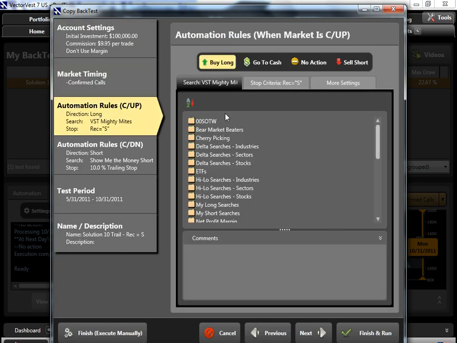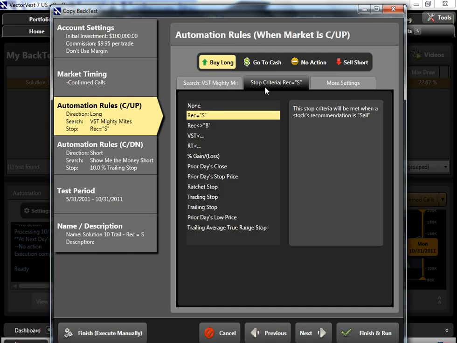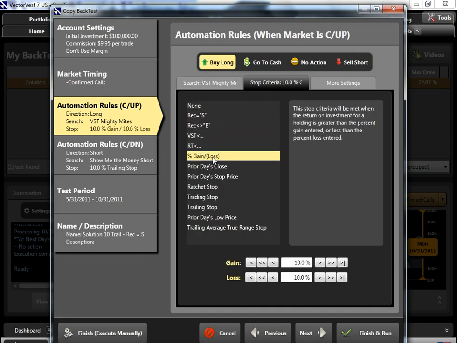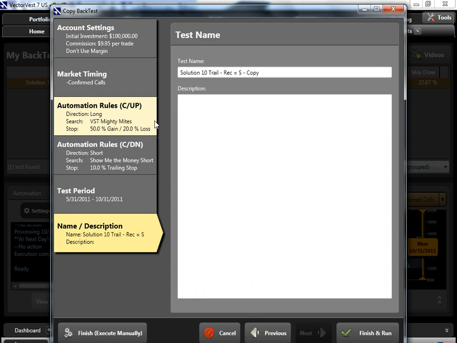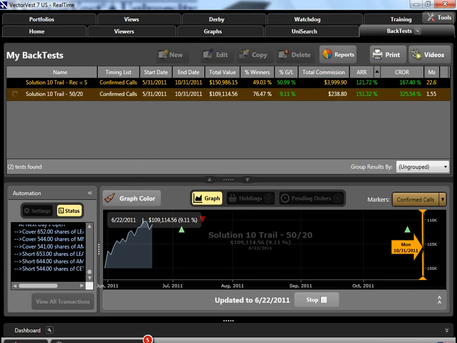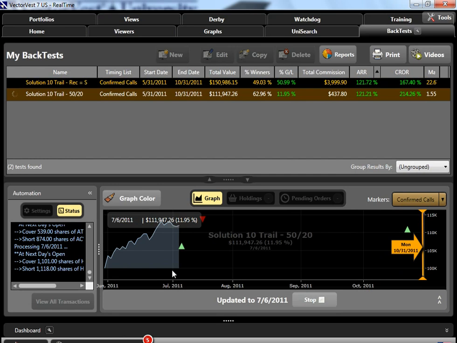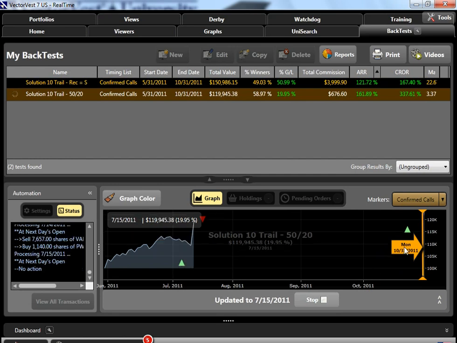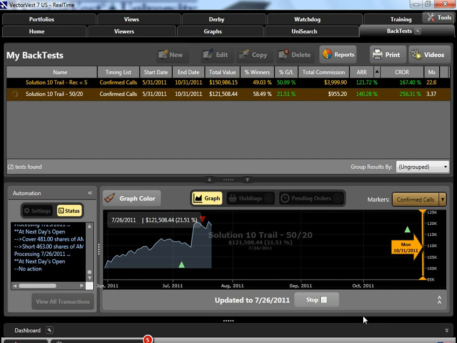So we'll go to that side, and I'm going to change my stop criteria to percentage gain loss. And the first thing I'll run will be a 50 gain and a 20 loss. Let's come down and change our name to 5020, and we'll click finish and run. And of course the short side performance should stay the same. We'll see a difference now in the long side performance.